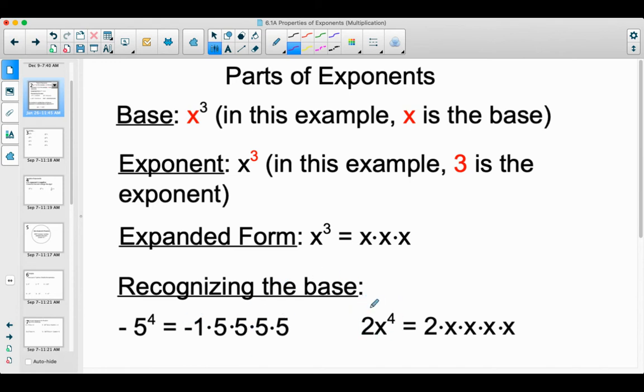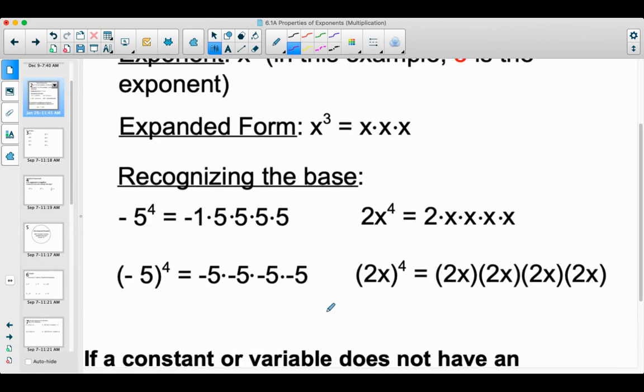Same thing over here. If I have 2x to the fourth, it's just the x that's getting that power of 4, not the 2. So when we expand that, it's x being written 4 times. But then when I put parentheses around it, now I'm talking this whole negative is going to get that power of 4 along with the 5. So that's why it's being repeated 5 times here.